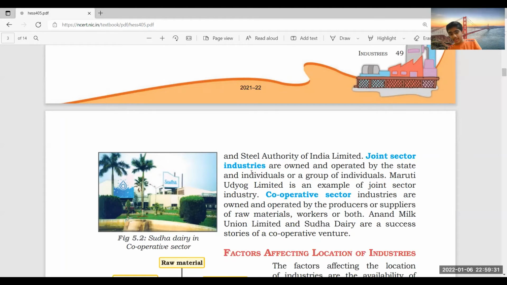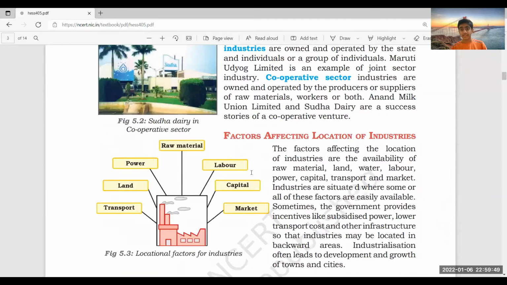Cooperative sector. Now we have Amul, "Doodh Peeta Hai India." We have that ad, right? Now you know what exactly Amul is, and what kind of industry it is. They are cooperative sectors, owned by the producers or suppliers of raw materials. That is the cooperative sector.